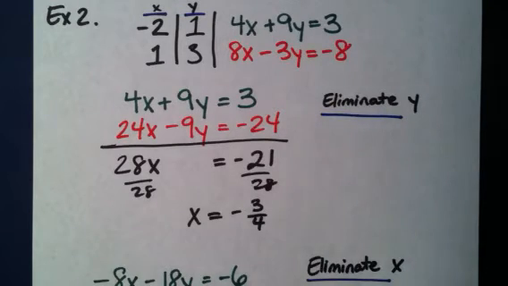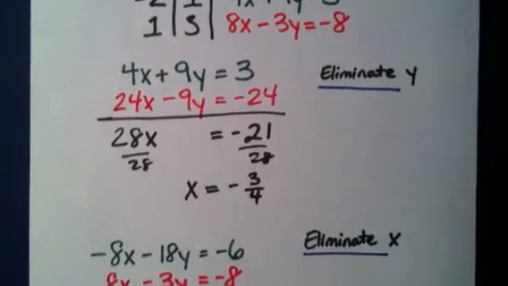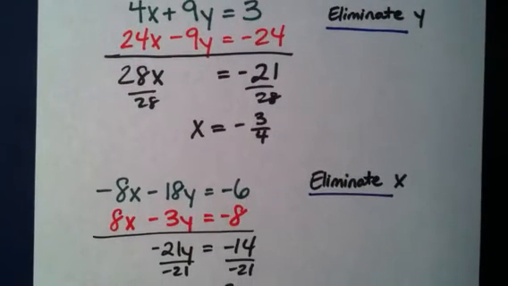I can now multiply those same equations by my other set of numbers, negative 2 and 1, to eliminate for x and get my y. So if I multiply the first equation by negative 2, it produces negative 8x minus 18y equals negative 6. In the second equation, I just multiply it by 1, so it remains the same.